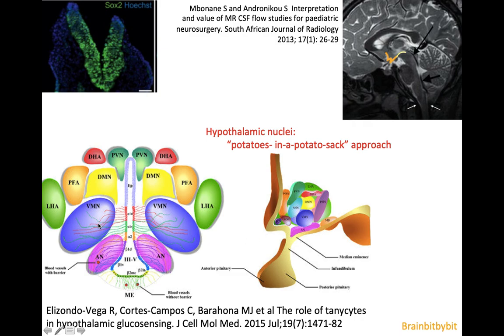And there are many hypothalamic nuclei with a very ingenious network of blood vessels and blood-brain barrier that we will discuss in the future. And the different hypothalamic nuclei cannot be imaged. And I think the description that they are like potatoes in a potato sack is one of the most accurate descriptions that I've read of the hypothalamus and the hypothalamic nuclei. And with this information, I think we can continue in the next video with hypothalamic hamartoma.